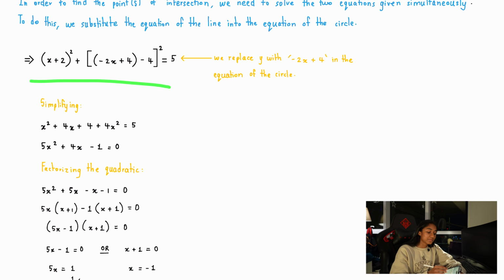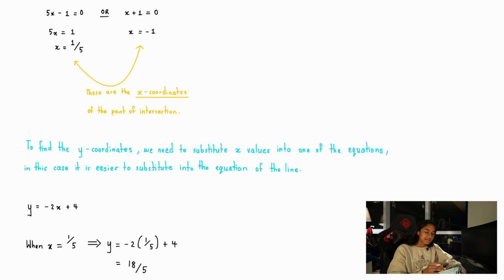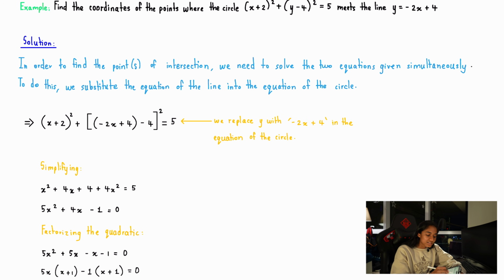So we replace y with minus 2x plus 4 in the equation of a circle. And this is actually just the equation of the line. So we're going to simplify it and realize that we get a quadratic. So we're going to factorize the quadratic to solve for x. And how do we find the y values? All we do is substitute it into either of these equations.